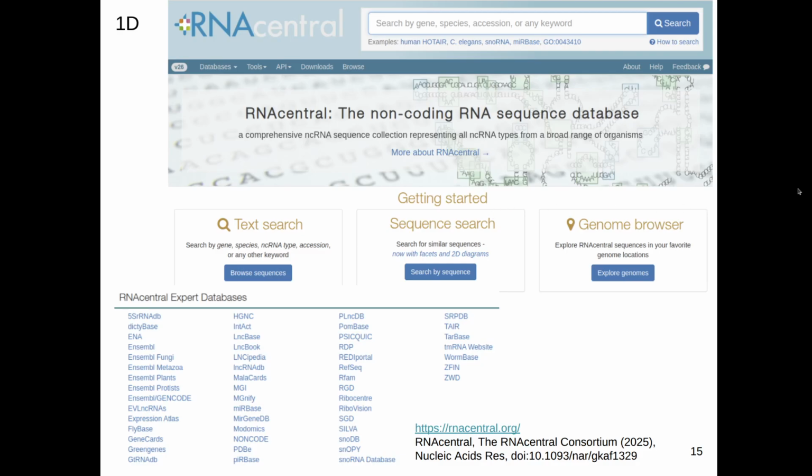Specifically talking about RNA, we have RNAcentral, which is an aggregation of many expert databases. So this is the list of all the databases that it has. And it basically stores all the sequences that are known as transcribed RNA sequences. For example, it has non-coding RNAs from Rfam, microRNAs from miRBase, 5S ribosomal RNAs from this database, and so on. So many expert RNA-specific databases.